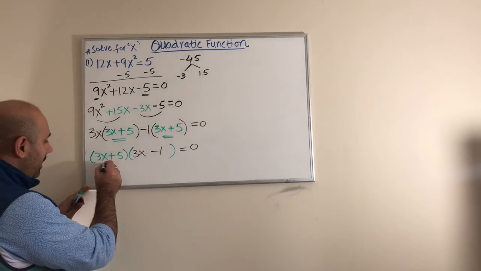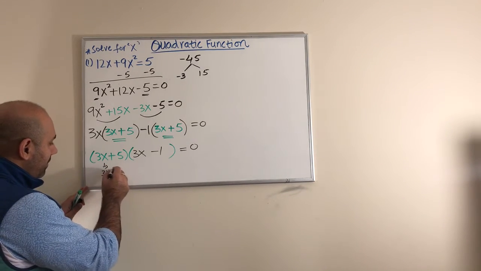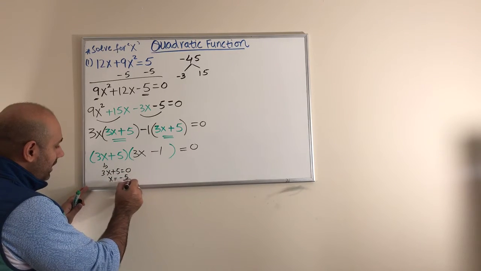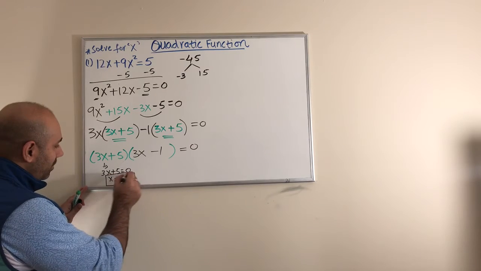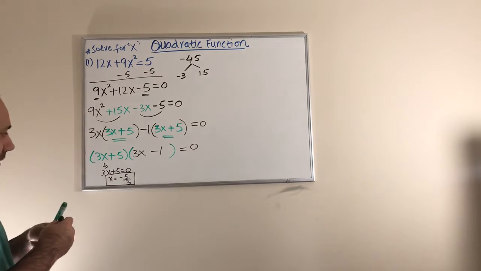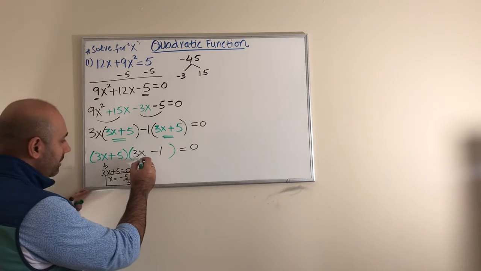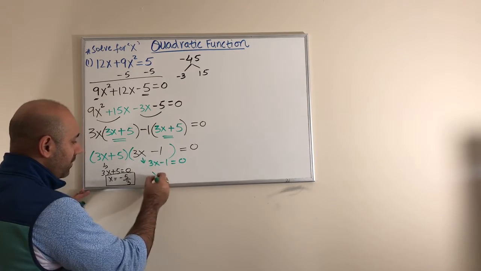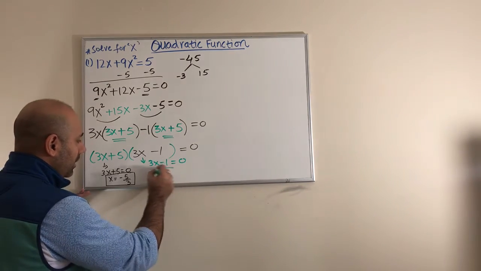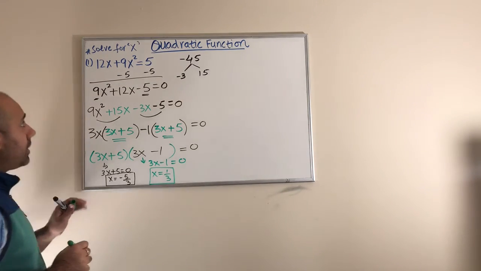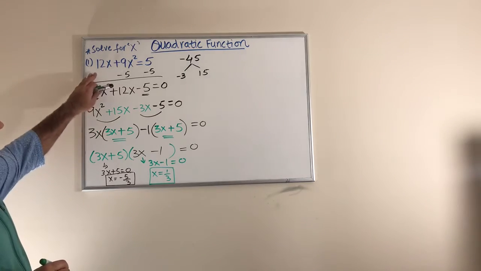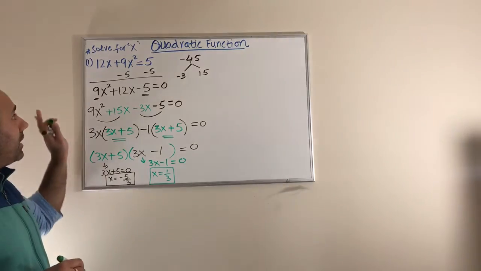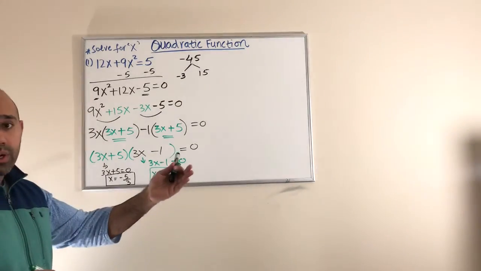From here I get 3x plus 5 equal to 0, which gives me x equals -5/3. Guys, I skipped a step, but I'm sure you would be able to figure this out on your own. And then we have another solution by setting this one equal to 0, 3x minus 1 equal to 0. When I solve for x, I get x equals 1/3. So we have two real solutions for this particular quadratic equation, and the method we used was the factoring method. Now this equation can also be solved using the quadratic formula.